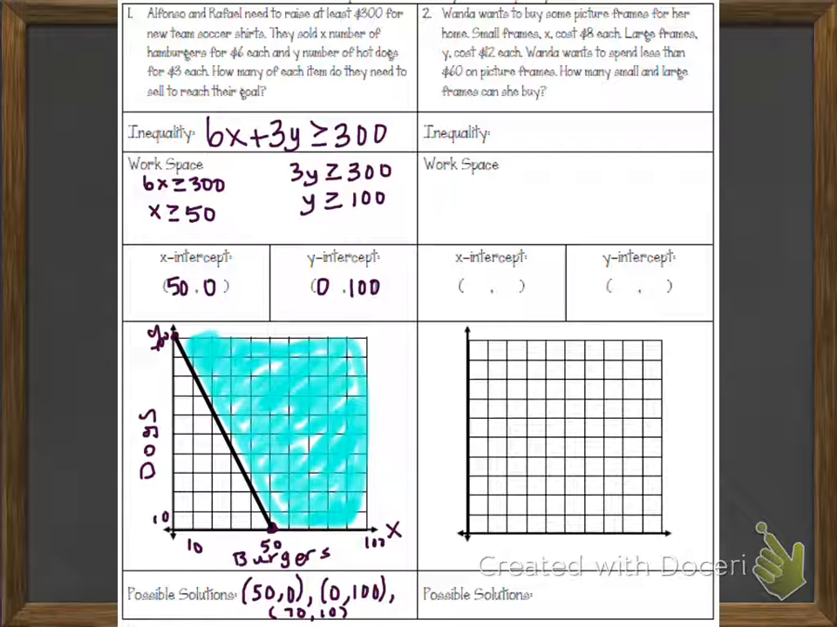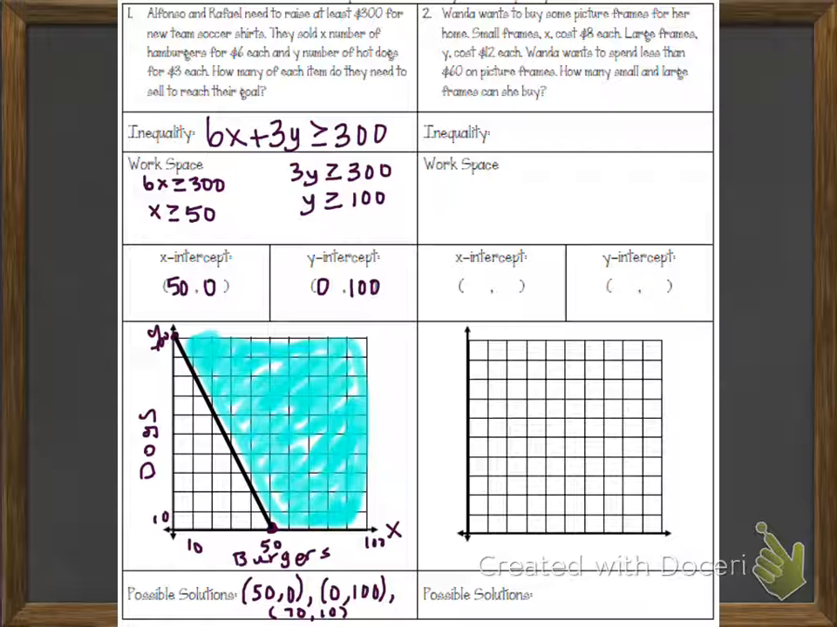Your y-intercept we solve similarly, except this time x is going to be equal to 0 and you're going to solve for y. So that leaves you with 3y is greater than or equal to 300. You divide both sides by 3 and you get y is greater than or equal to 100. So we plugged in 0 for x, which gives the ordered pair: 0 is the x value in the intercept and 100 is y.